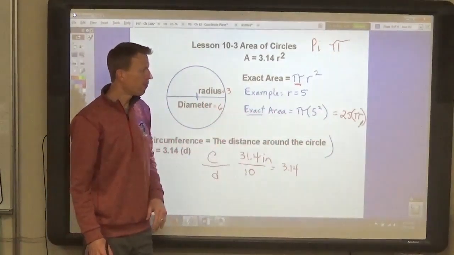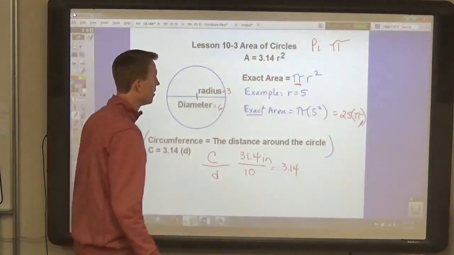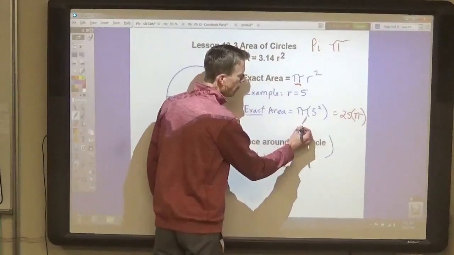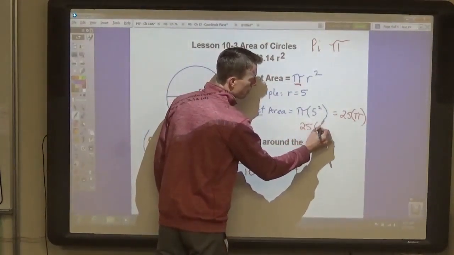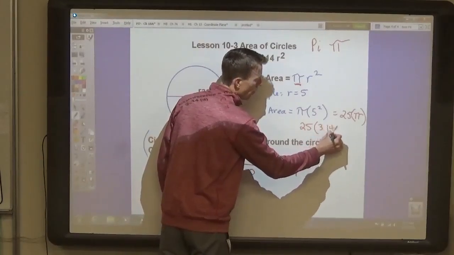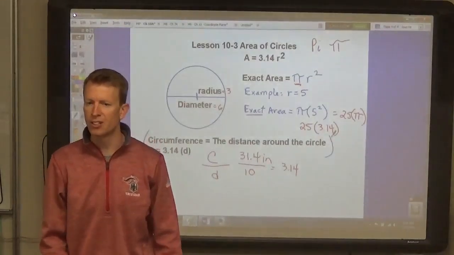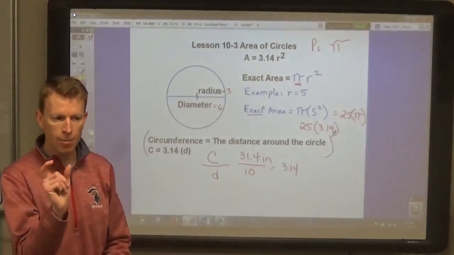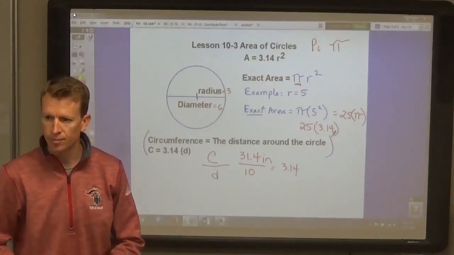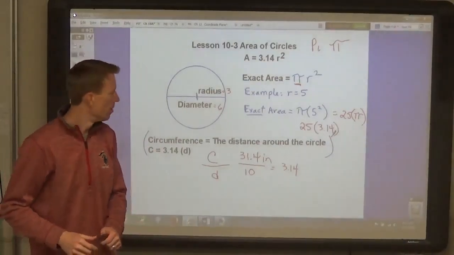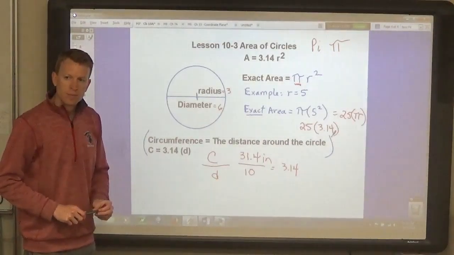If you're finding the rounded or estimated or approximate area, then you use 3.14. And you do 25 times 3.14. And then in your assignment it says round to the nearest tenth, so round that number to the nearest tenth. Okay? Great.